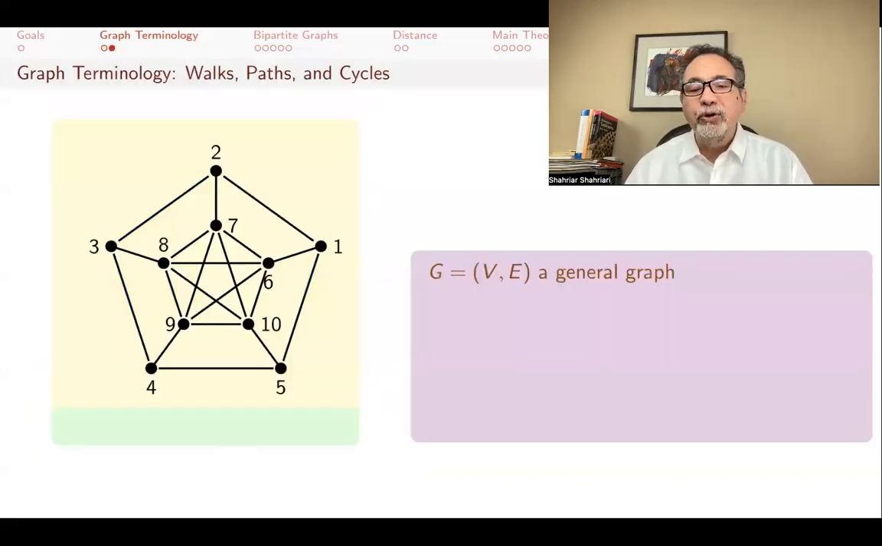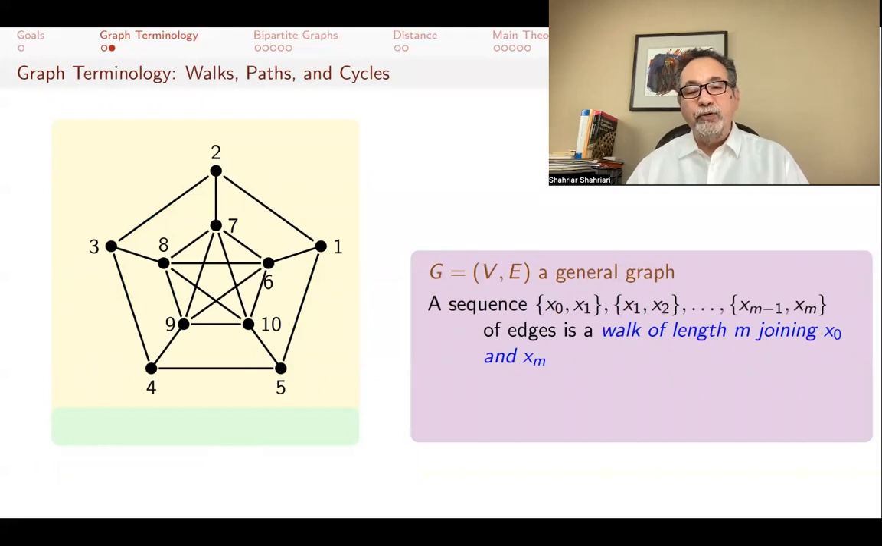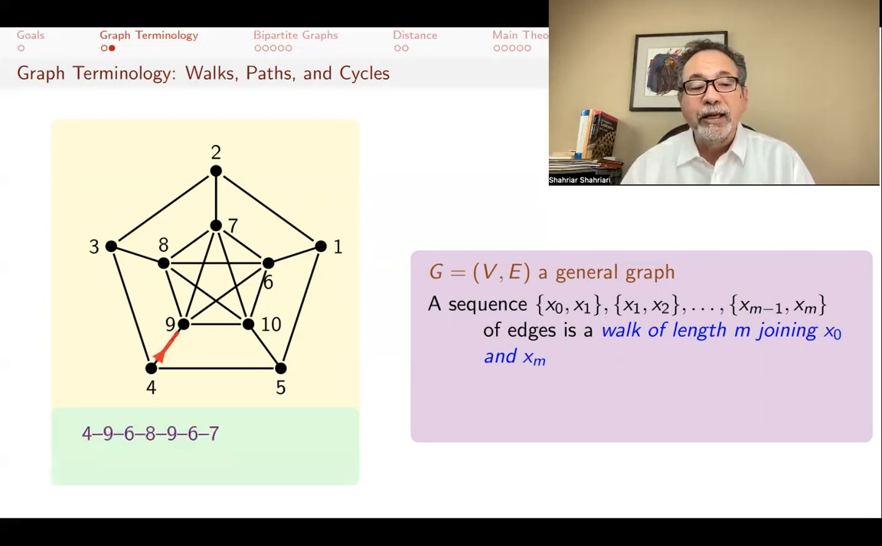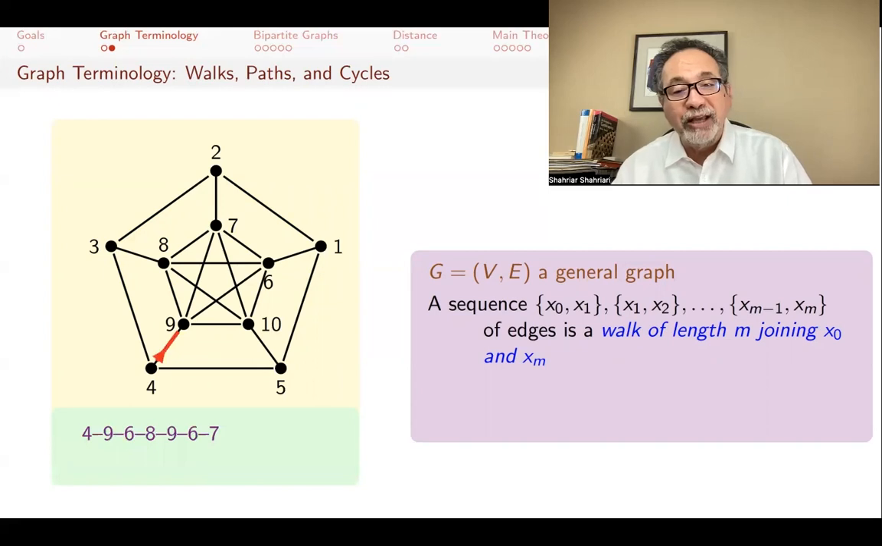Some more vocabulary. If you have a general graph, and a sequence of edges that go from one vertex to another, so x0, x1 is one edge, and x1, x2 is another edge, and so forth, and they share the vertex x1, then that's a walk of length m joining x0 and xm. Sometimes we just give you the edges, sometimes we give you the vertices. The point is you start with a vertex, you go through an edge to another vertex, through another edge to another vertex, and so on.